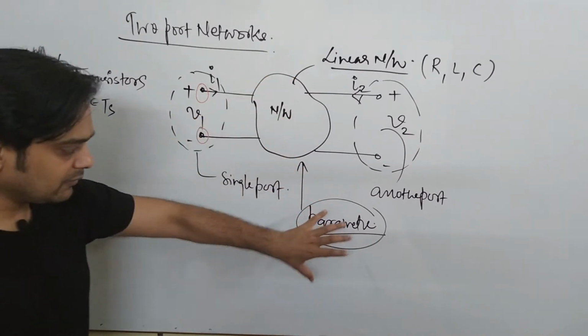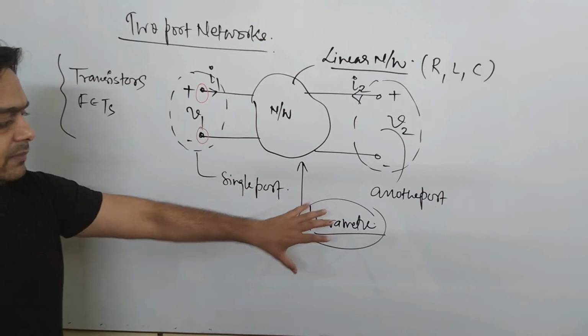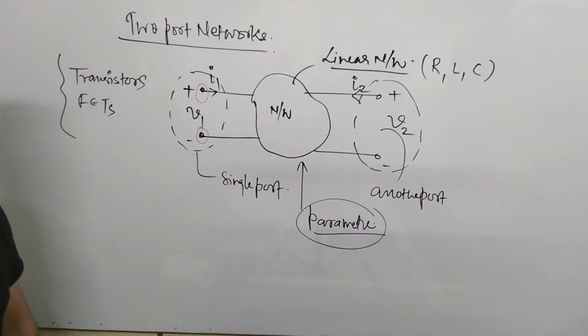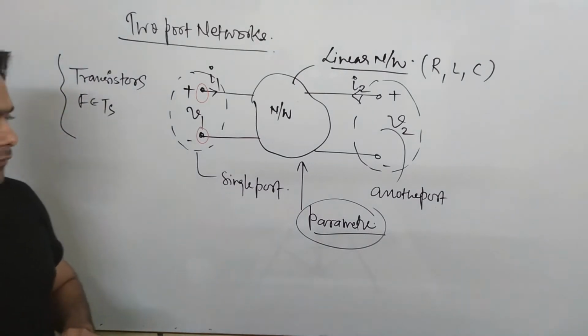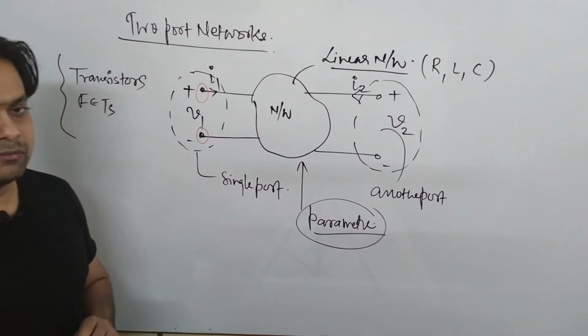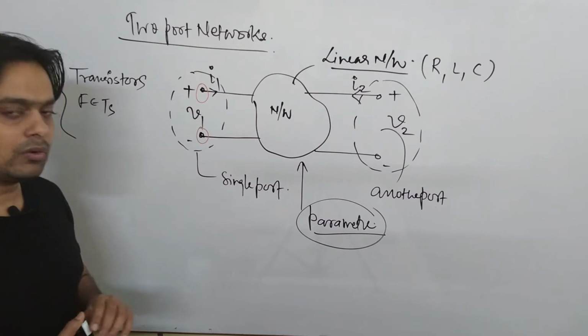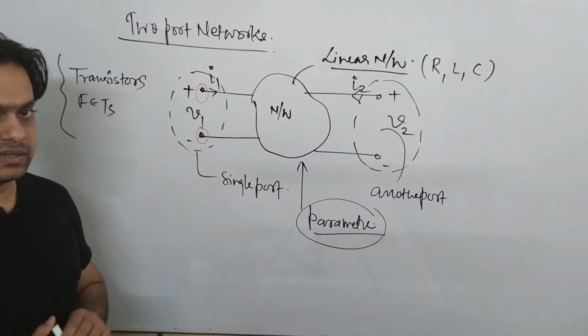It is with the help of some parameters, and these parameters are referred to as two-port parameters. So there are basically 6 types of two-port parameters. We will see what those are, and we will understand one by one all the parameters and their different conditions.